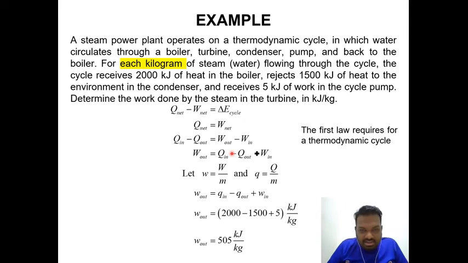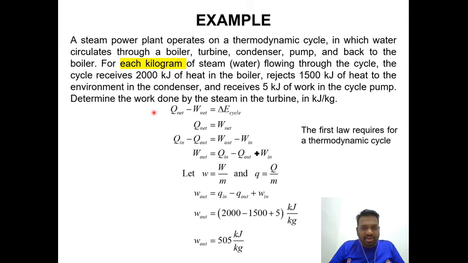Based on this, it is mentioned as a thermodynamic cycle, so you automatically take this equation: Q net equals W net. You open up the equation. Q net equals Q in minus Q out. W net equals W out minus W in. Based on this, you rearrange.